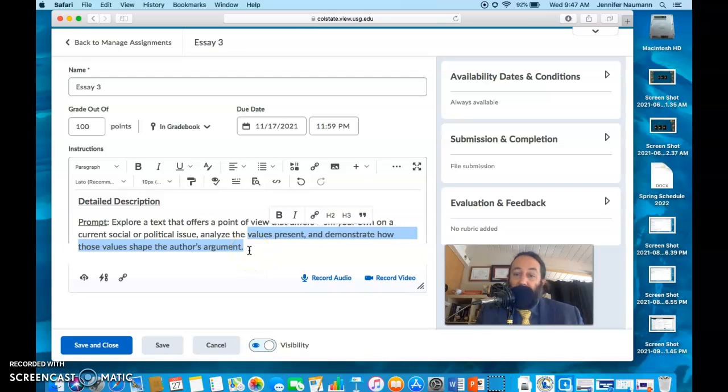So we're not going to make an argument about what they say or how they say it. That would be rhetorical. It's more like an objective explanation of, as it says here, what are their values? What do they value? And you want to show how those values shape the argument. How do values shape the argument?